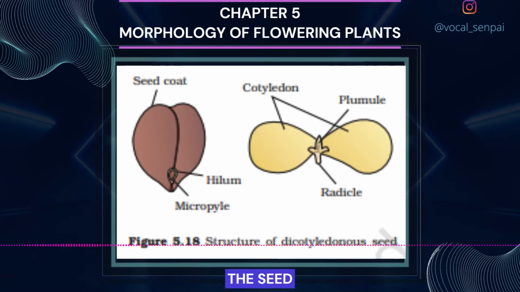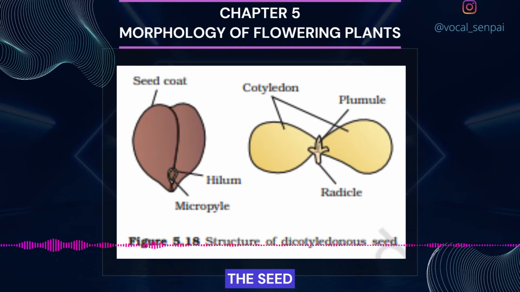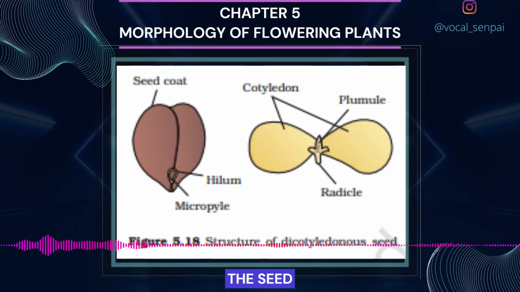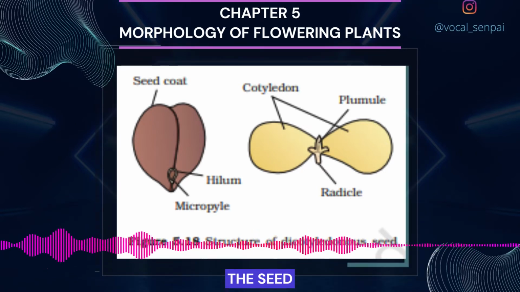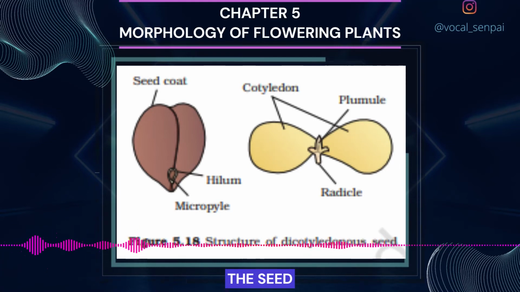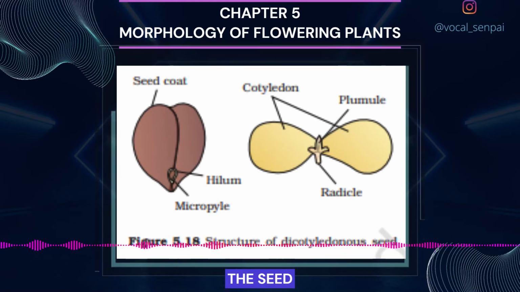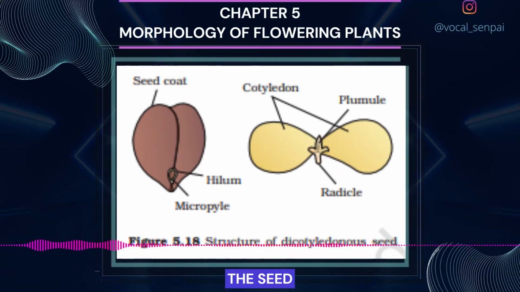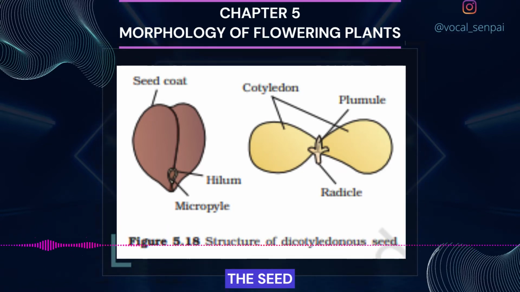Within the seed coat is the embryo, consisting of an embryonal axis and two cotyledons. The cotyledons are often fleshy and full of reserve food materials. At the two ends of the embryonal axis are present the radicle and the plumule, figure 5.18.